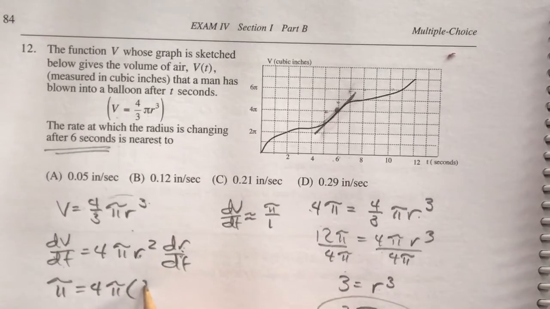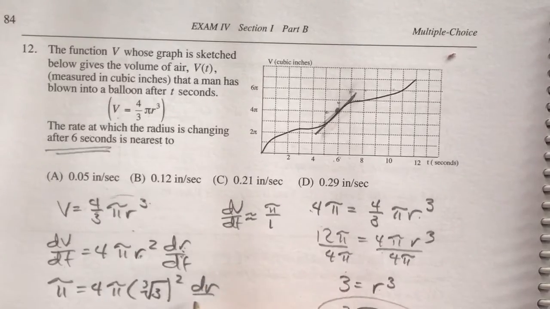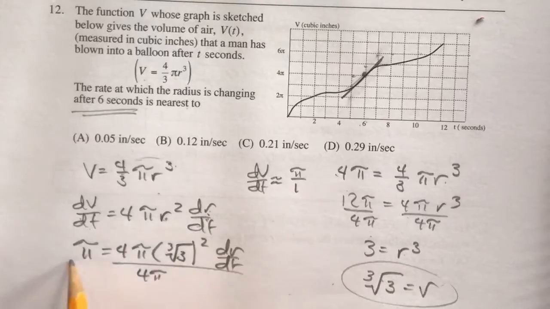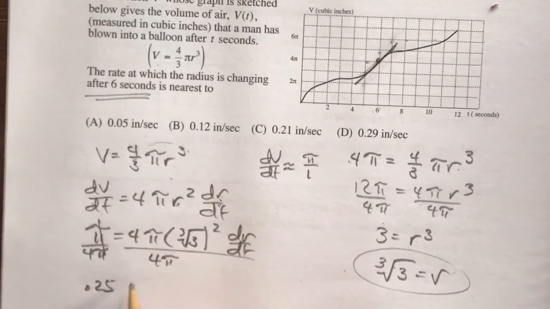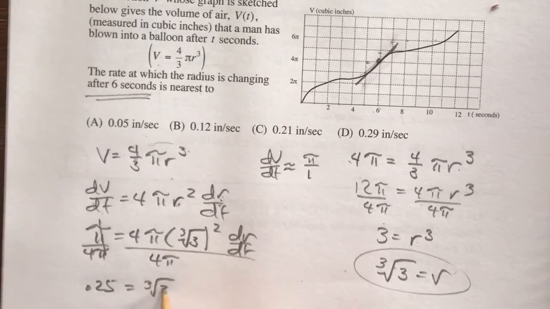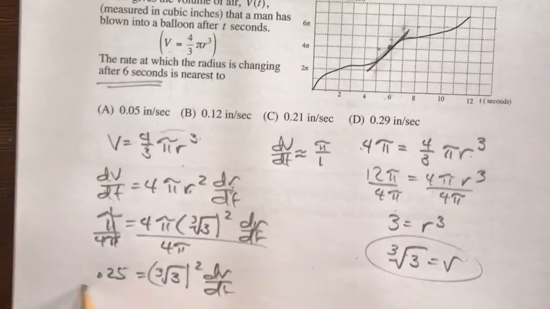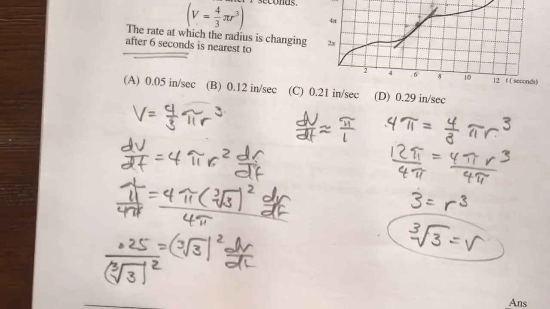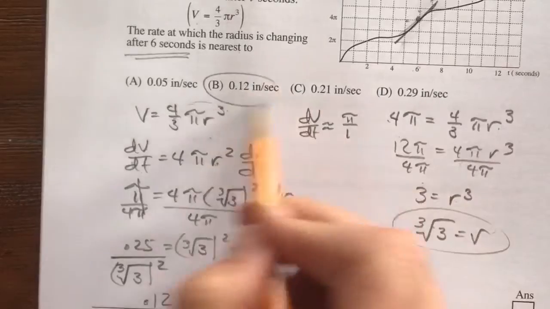The cube root of 3 squared goes here. Now divide by 4 pi. So the pi's cancel, I get 0.25 is equal to the cube root of 3 quantity squared times dr/dt. All right, now you're going to need your calculator. Divide by the cube root of 3 quantity squared. And if you put that in your calculator, you're going to get like 0.12 something maybe. It's going to be irrational, but it's close to B.